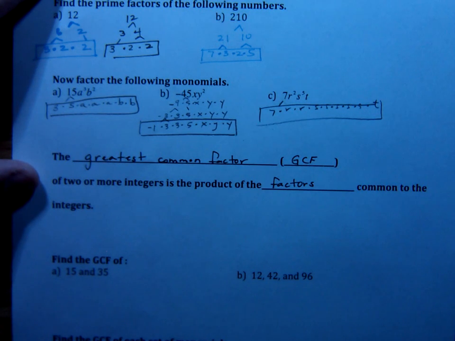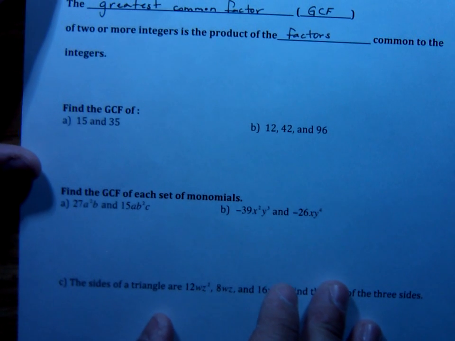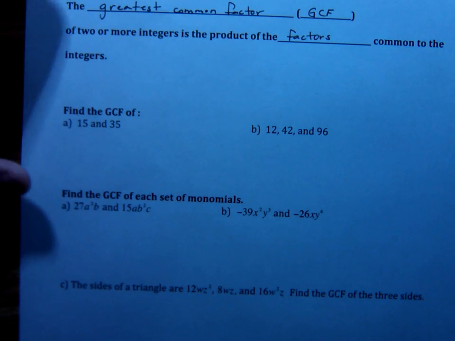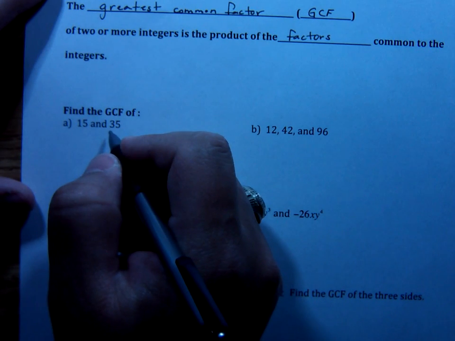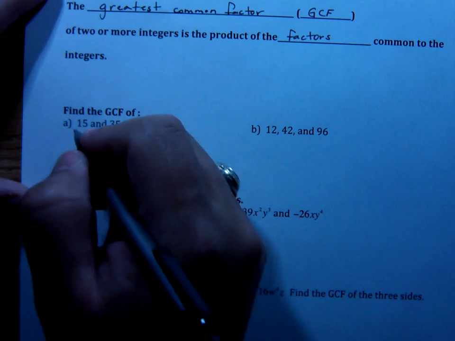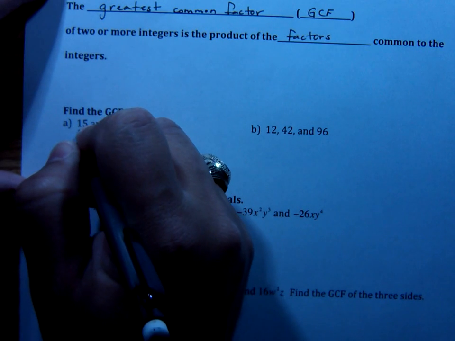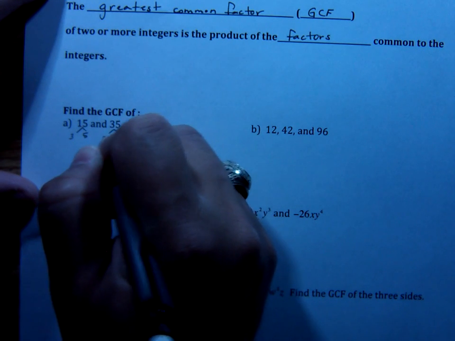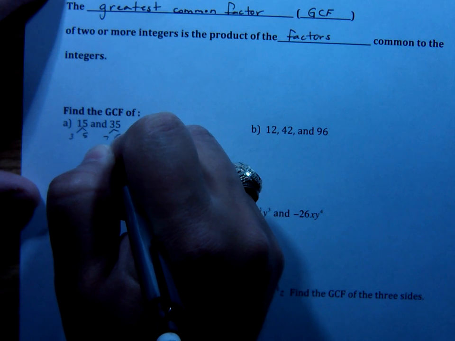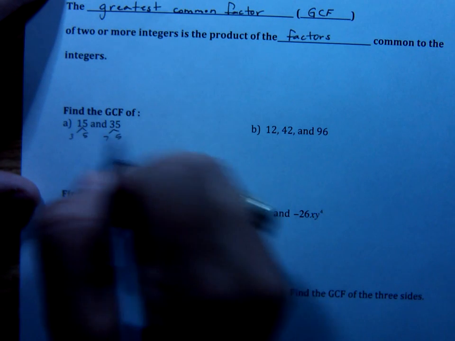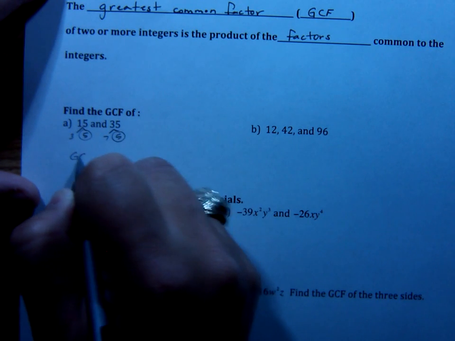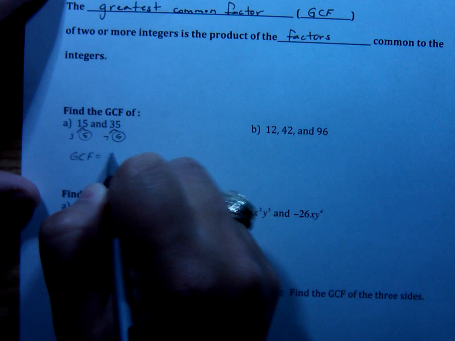Okay, so let's take a look at what that means. On the next one, we're going to find the GCF of 15 and 35. So what factors do they have in common? There's a couple ways to do this too. You could go by the factor tree. We could do 3 and 5. Doesn't go any further. And then here you do 7 and 5. Doesn't go any further. So in this case, what do they have in common? What do both numbers have? They both have a 5. So the GCF is 5.